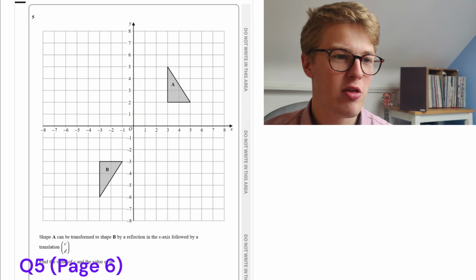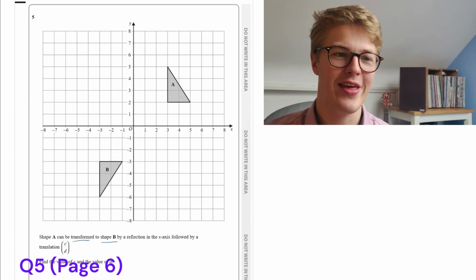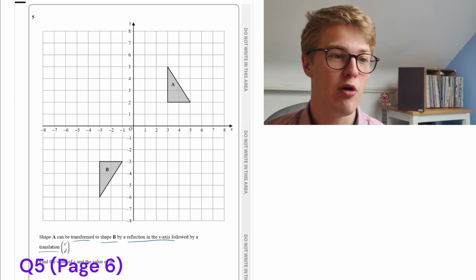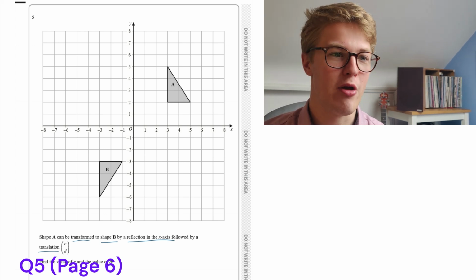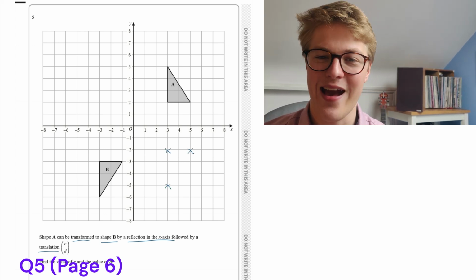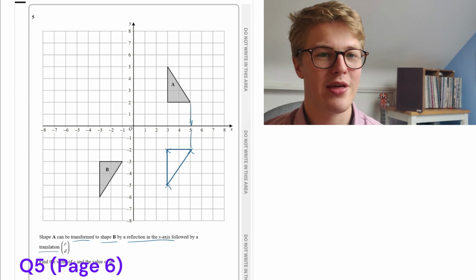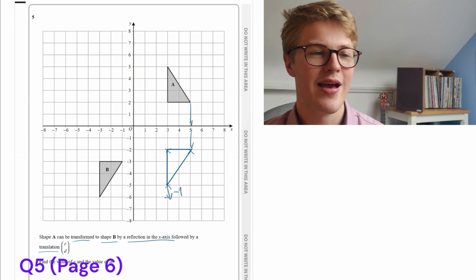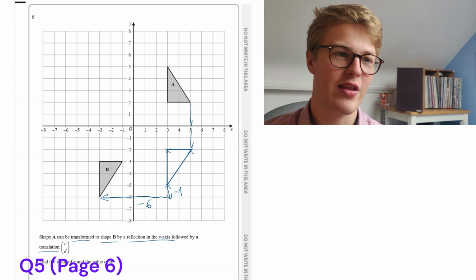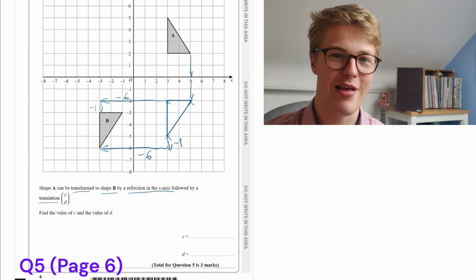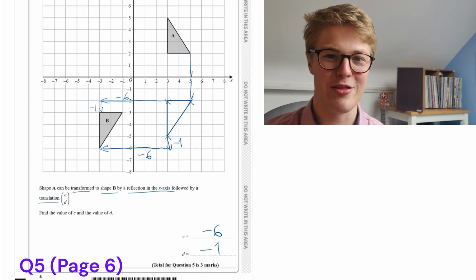Shape A can be transformed to shape B by reflection in the x-axis, followed by a translation CD. Find the value of C and the value of D. So the first thing we'll do is reflect in the x-axis as we're told in the question. This gives us our shape, and then we can think about the translation that's taking place. As we can see, we need to move 6 to the left and 1 down, which means we're moving minus 6 and minus 1. So therefore we get C is minus 6 and D is minus 1.